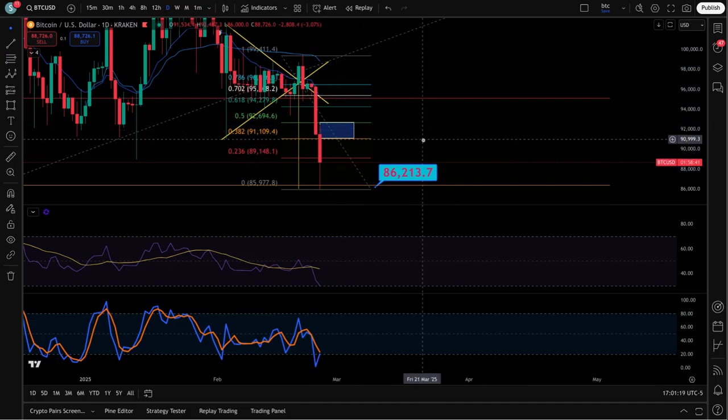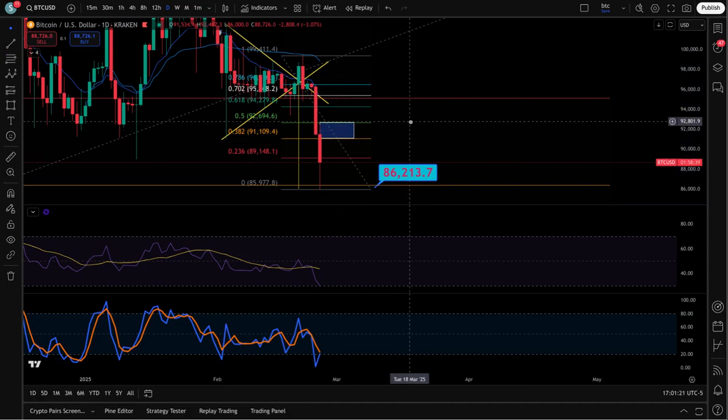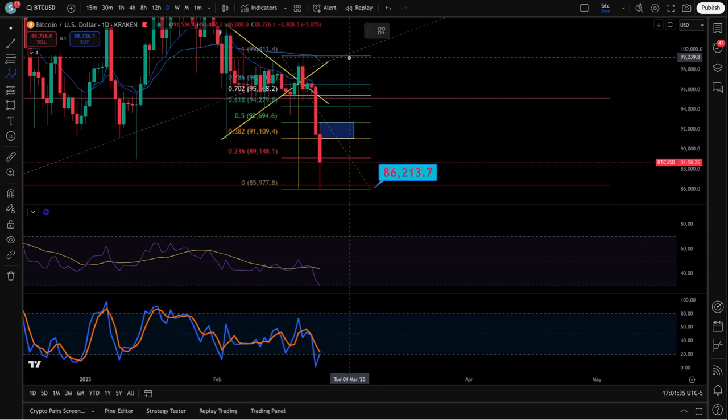If it gets through this box, I would say it gets to 93. I would start thinking, boy, maybe that was it. But this is the area here that we're going to have to keep an eye on with Bitcoin, as far as that goes.